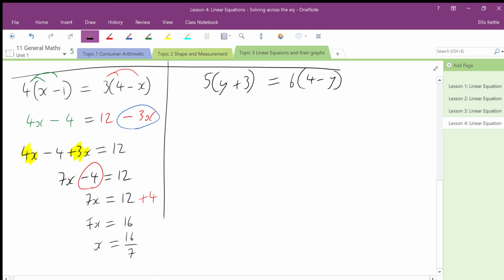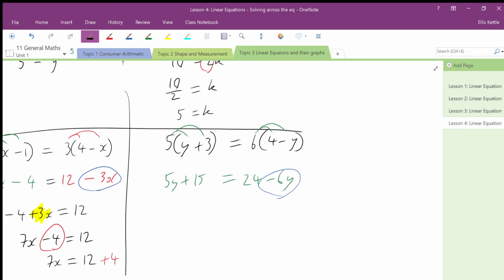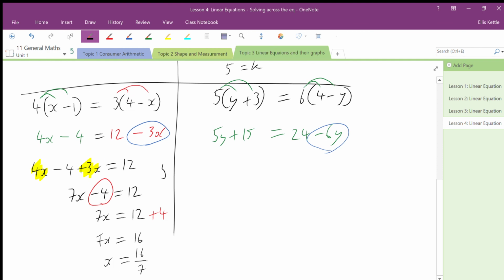Alrighty, let's solve it the same way we did before. Expand those brackets. 5y plus 15 equals, expand these brackets, 24 minus 6y. Just get rid of the brackets. Now, once again, going to move that y, y's on the left, numbers on the right. You can do it the other way around. You should get the same answer either way. So we're going to get on the left, 5y plus 15 plus 6y equals 24.